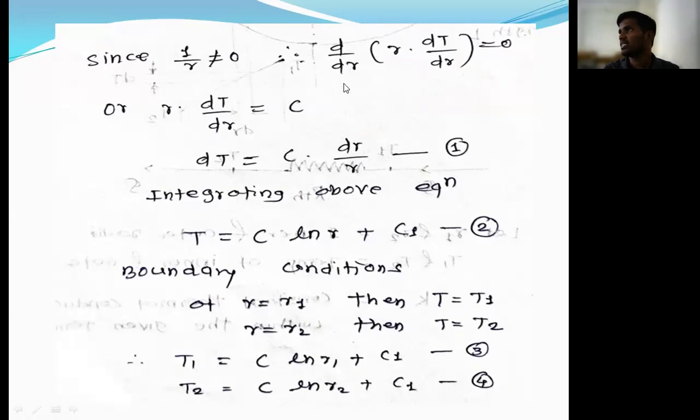Okay, and how to write this equation? We take the integration of this equation, and by taking the integration we get the equation as r into dt by dr is equal to constant. Okay, so r into dt by dr is equal to constant. So how to write this equation? dt is equal to c into dr by r, and this is the equation number 1.